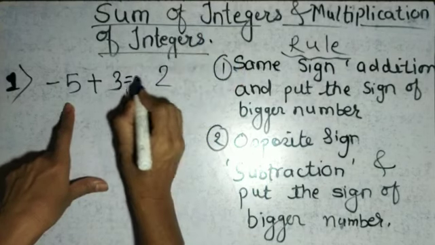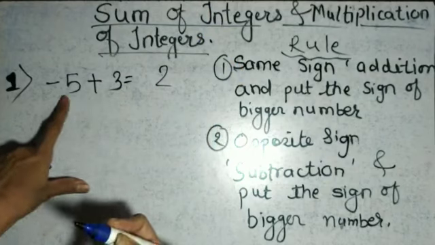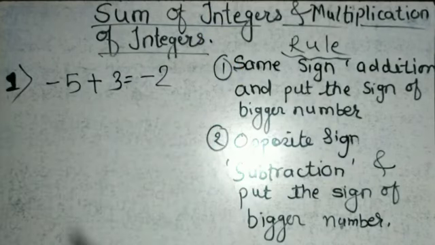And put the sign of the bigger number. How? Which is the bigger number, 3 or 5? 5 is there. So we have to write the minus sign.